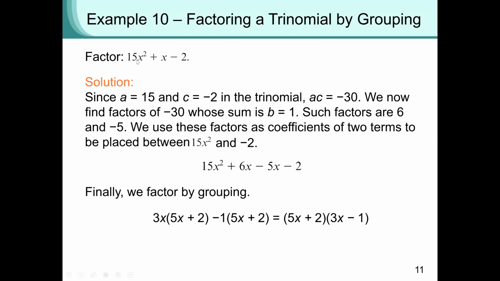The first thing you do, they say we should factorize this trinomial. Take the first, which we call the A value, the coefficient, 15, times the last value, which is negative 2, C.